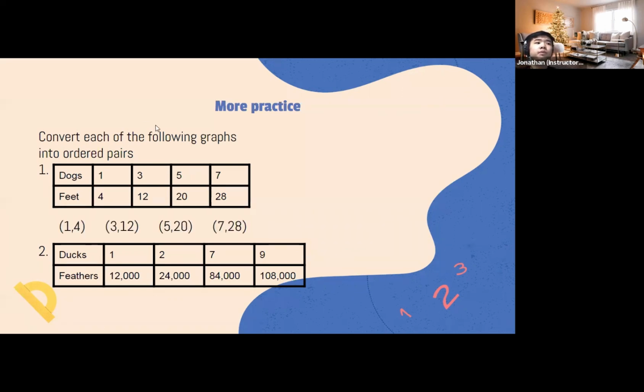So this is basically the answer. So 1, 4 is our first ordered pair. 3, 12, 5, 20, 7, 28. And then the same thing for number 2. So basically just put it into ordered pairs. Nothing too complicated here.